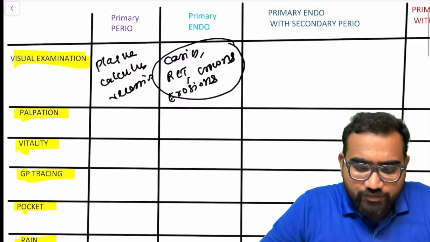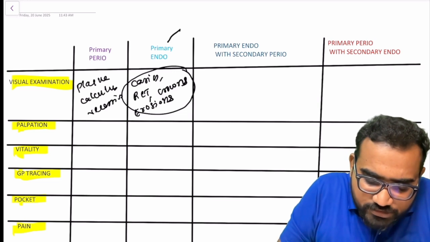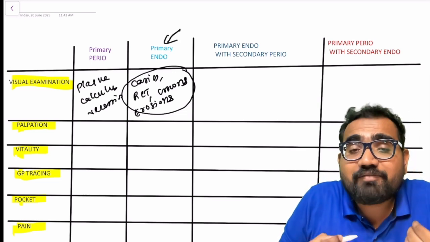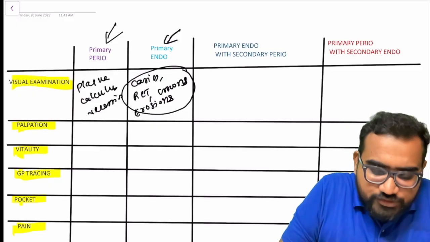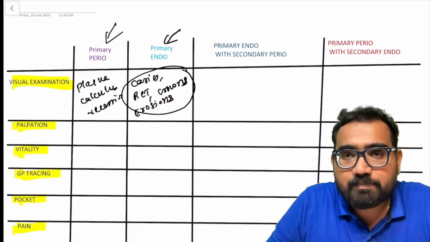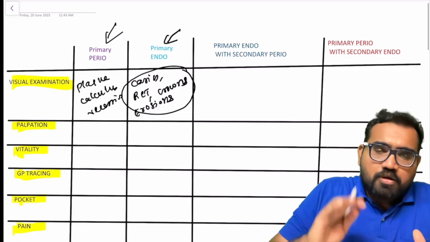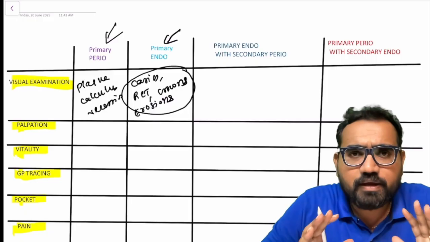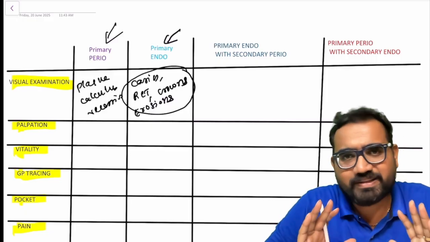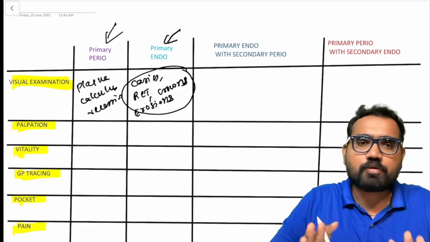If you take primary endo with secondary perio, these features will be more evidently seen, and in primary perio with secondary endo, the perio features will be seen predominantly. So when I look at a patient, 50% of the time I'll come to a conclusion whether it is primary endo with secondary perio, or a pure primary endo, or pure primary perio.